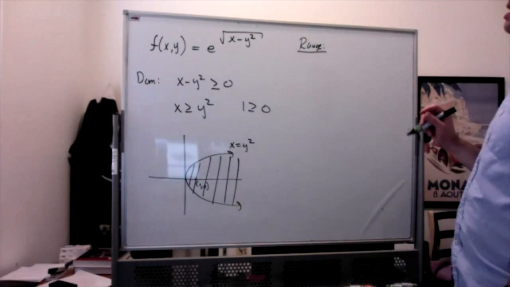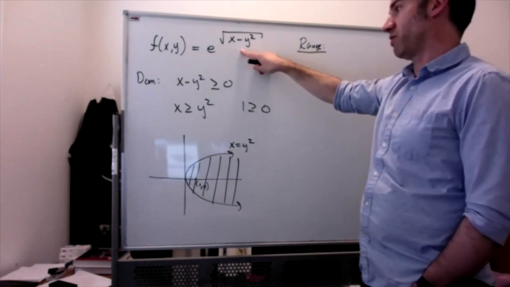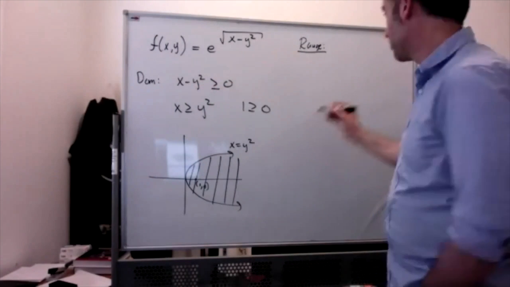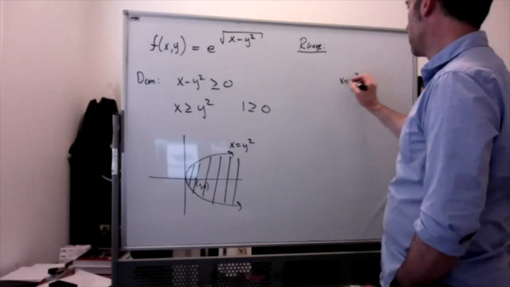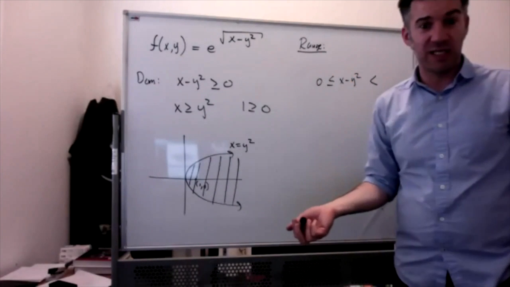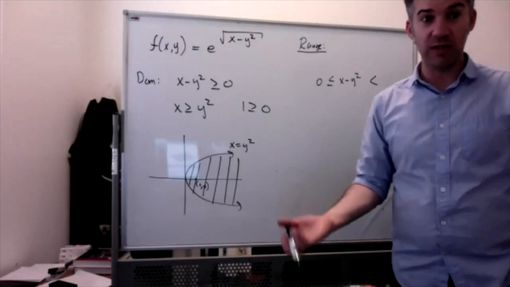So I'm thinking about this square root, I'm thinking about x minus y squared first of all. I know that x minus y squared has to be greater than or equal to 0. And I know that it can also be as big as I want it to be, right? I could set y equal to 0 and let x range to infinity.